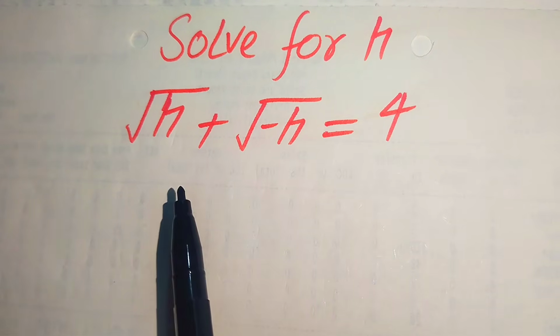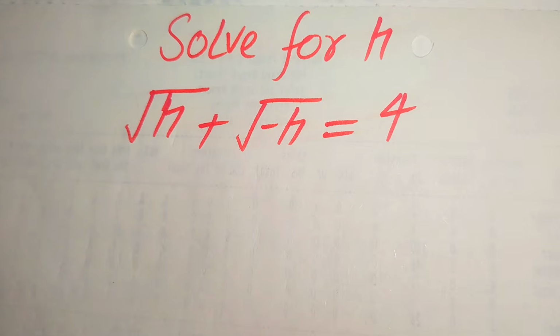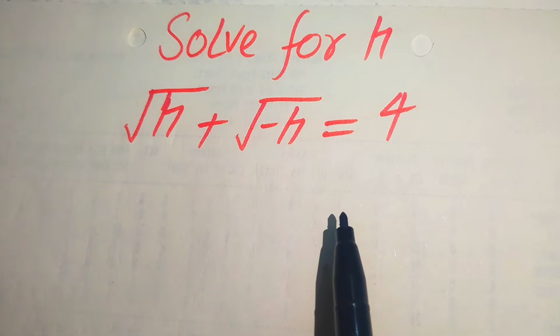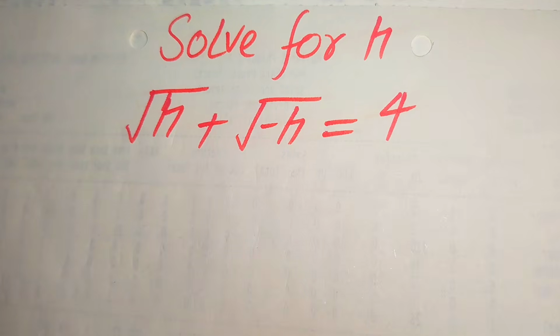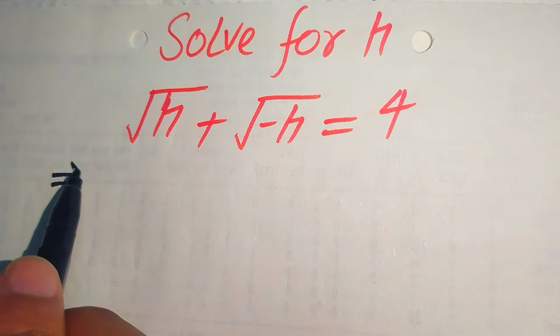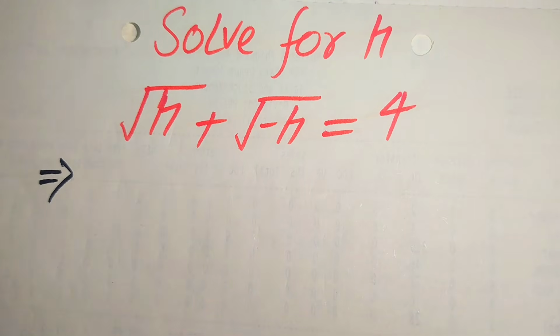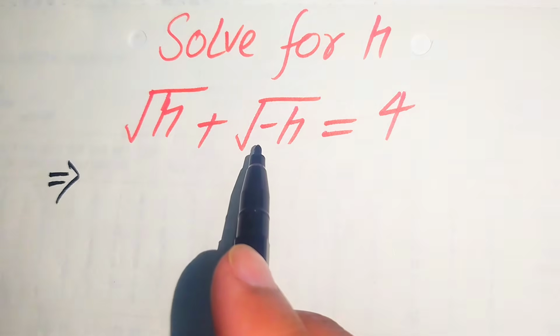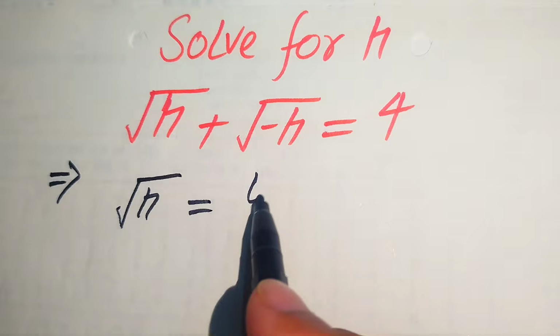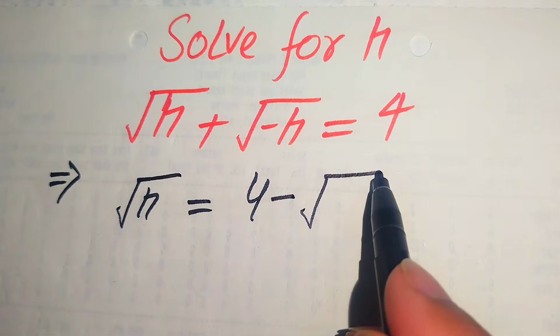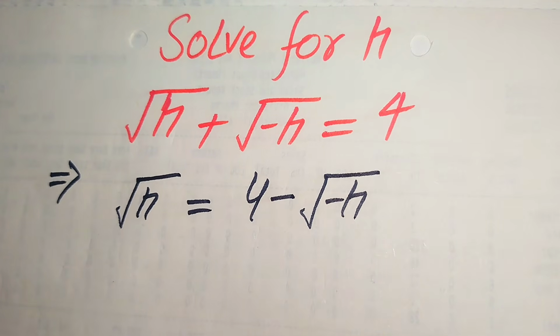So here we have the square root of h plus the square root of minus h is equal to 4, and we solve this problem for all the values of h. First we need to find all the roots of this equation. For this we move the square root of minus h to the right hand side, and it will be written as square root of h is equal to 4 minus square root of minus h.